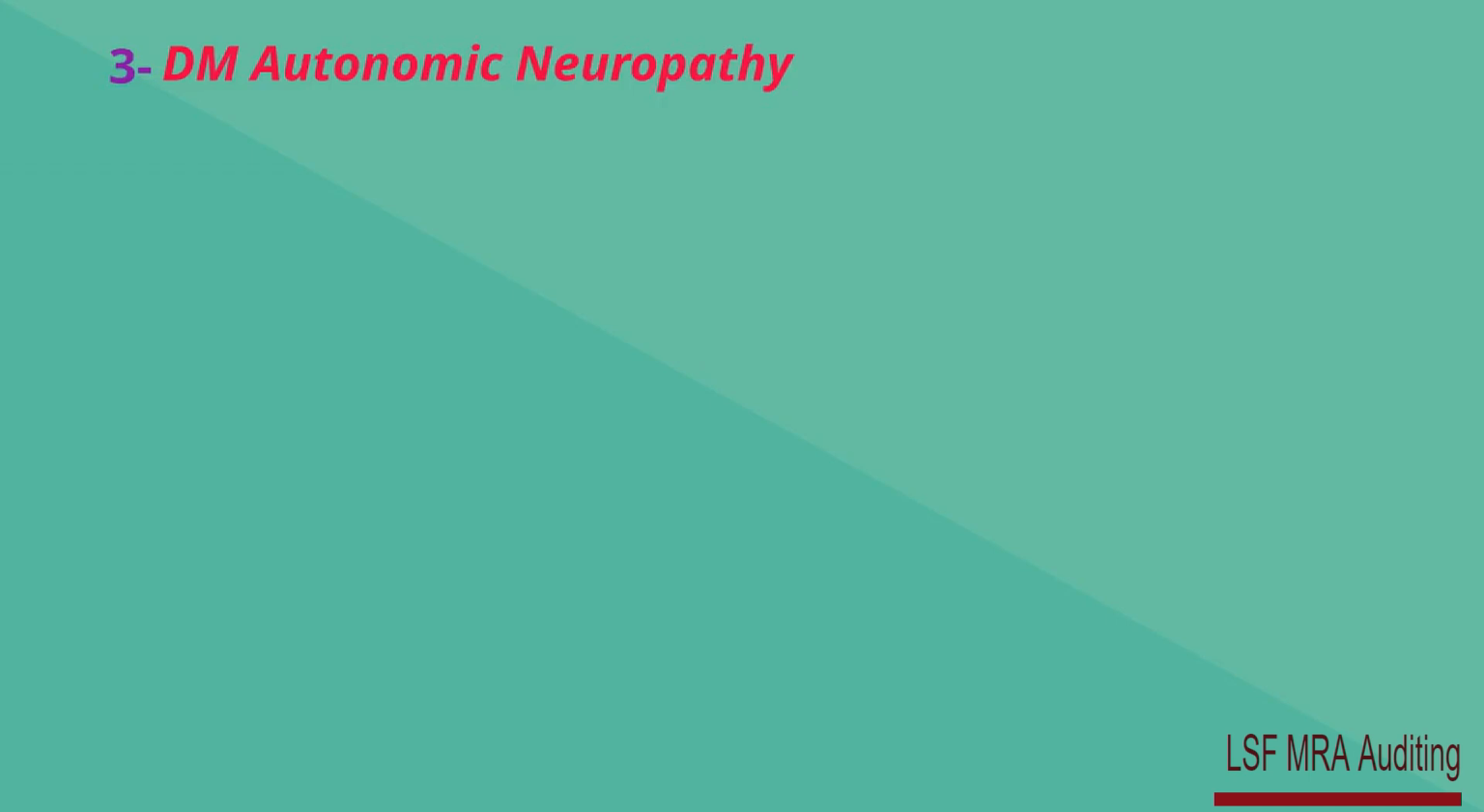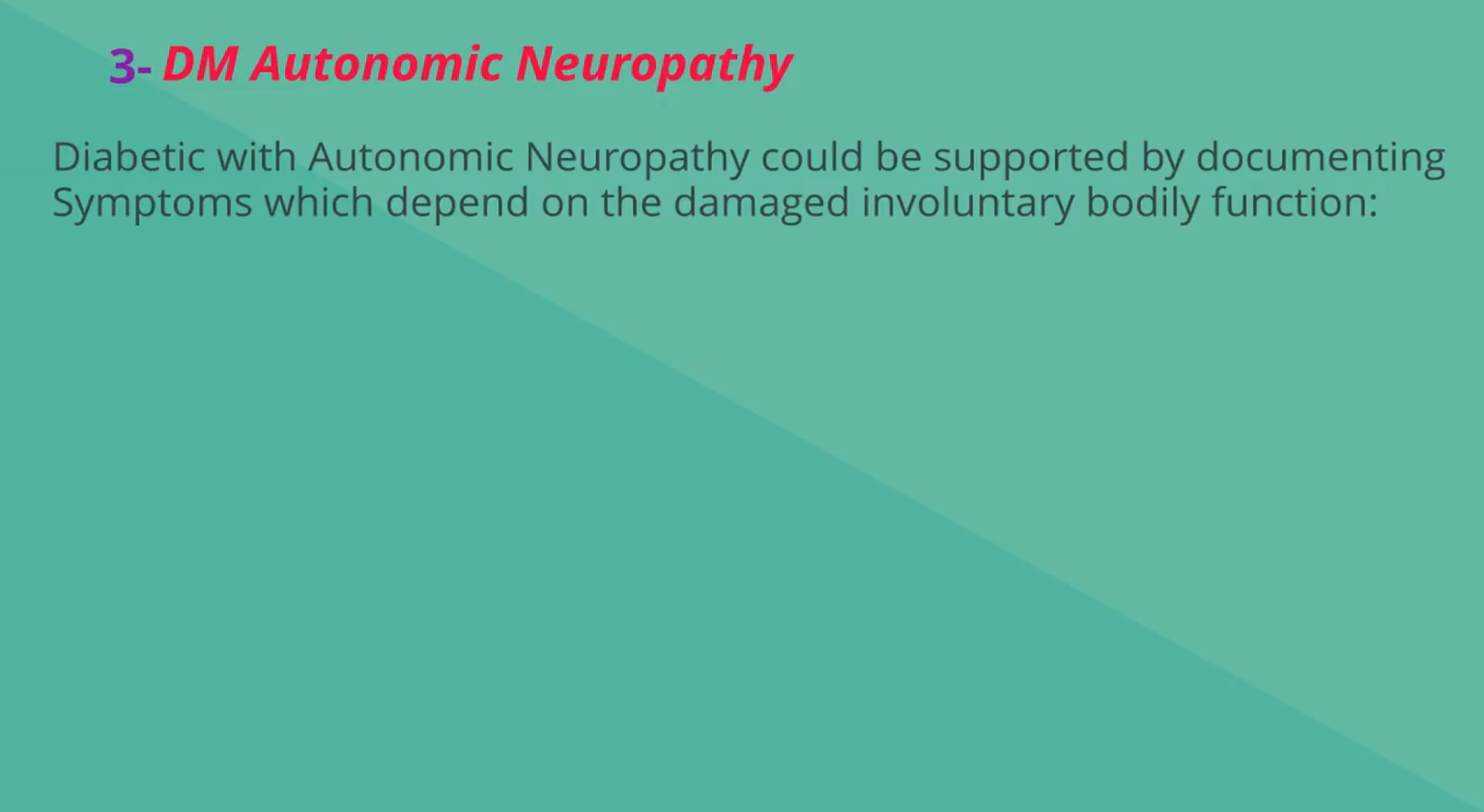Diabetic autonomic neuropathy. Autonomic neuropathy happens when the nerves that control involuntary bodily functions are damaged. It can affect blood pressure, temperature control, digestion, bladder function, and also sexual function. Therefore, diabetic autonomic neuropathy could be supported by documenting signs and symptoms depending on the damaged involuntary bodily function.